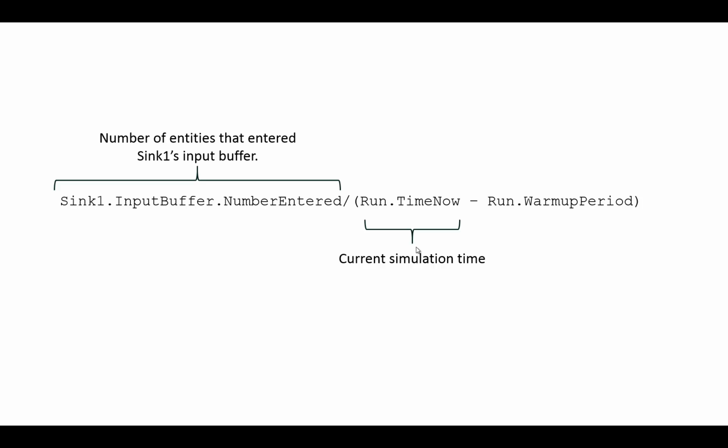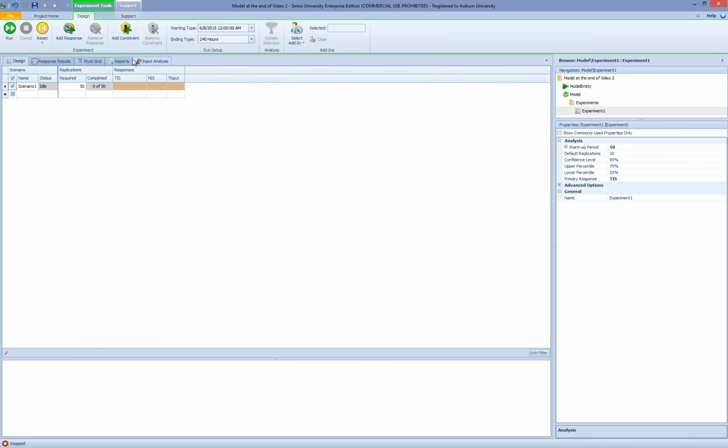So at any time that the simulation is running, run.time now will give you the current runtime. Again, because we're calculating this at the end of the replication, this will be the termination time of the replication. And because we have a warm-up of 50 hours, we need to subtract that from our runtime. So we ran for 240 hours, but at time 50, the value for number entered was reset to 0 because we said we want to start tabulating results at the end of the warm-up period. So in order to calculate the throughput, or the number of entities per unit time, we have to divide by the time that the actual calculations were done over. And so that's our last response.